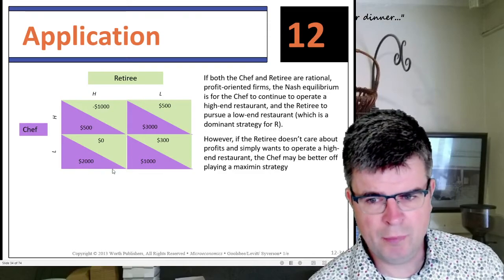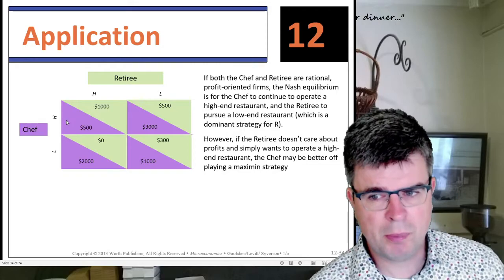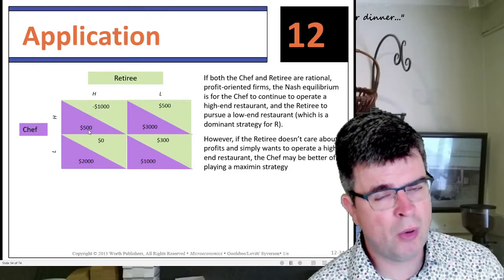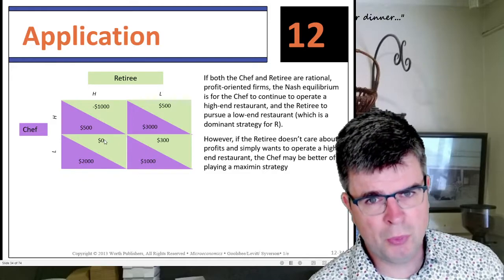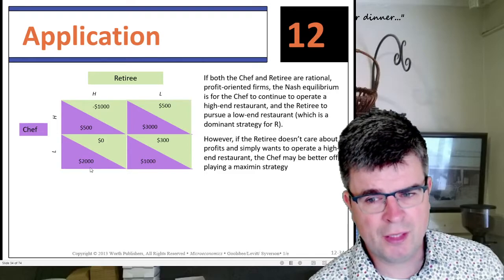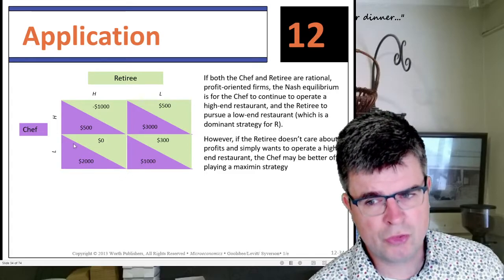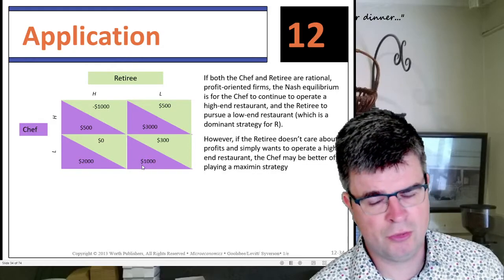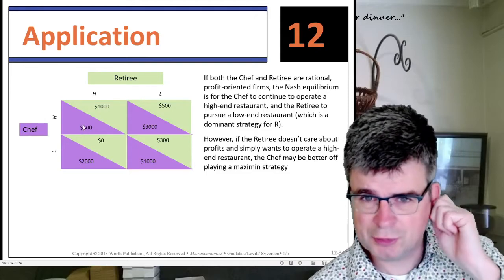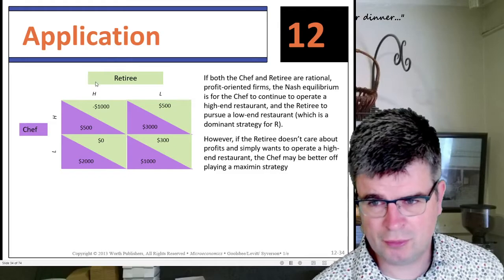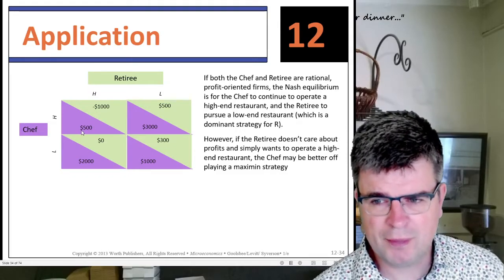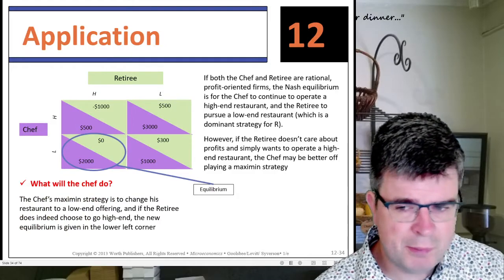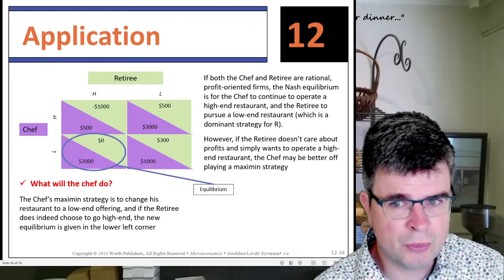So if he plays low, he will always make a profit of at least 1000. If he plays high end, then his profits will be either 500 or 3000. But in the worst case scenario, only 500. So his exposure to the retired person is mostly reduced if he chooses to cater to the low end of the market, because that will guarantee him a profit of at least 1,000. And if he chooses high end and the retired person doesn't care about money but just wants to do fancy cooking, then his profits will drop to 500. So the chef's maxi-min strategy is to change the restaurant to a hamburger restaurant.